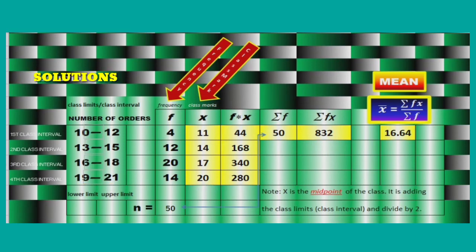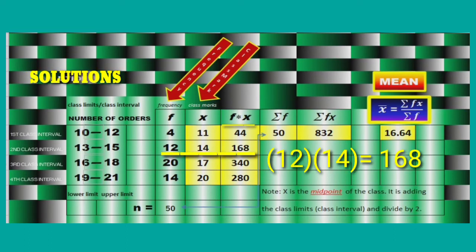Right, let us proceed to the next column, that is fx or f times x. Right, shall we proceed now? Let us start. How did we get 44? 44 is coming from f and x, so that is 4 times 11, that is 44. Next, how did we get 168? That is coming from 12 times 14, that is equivalent to 168.